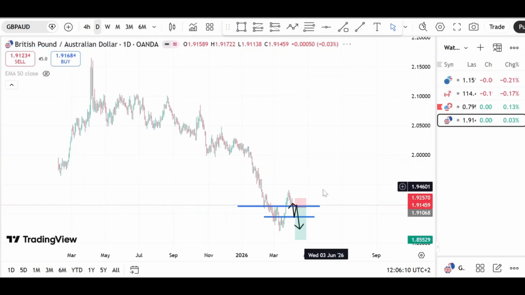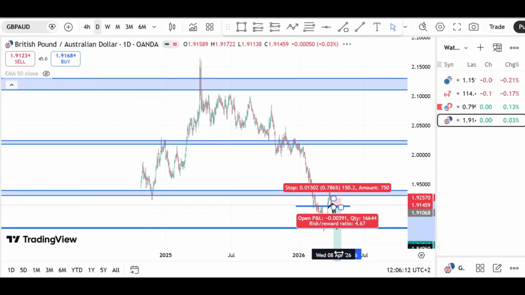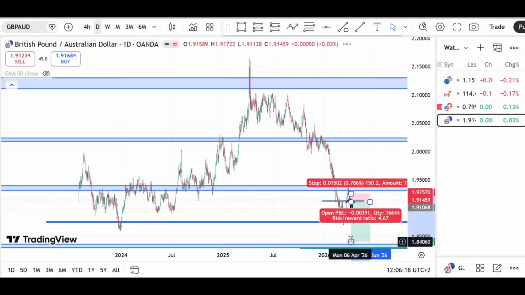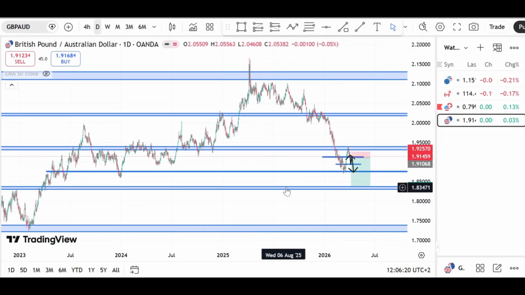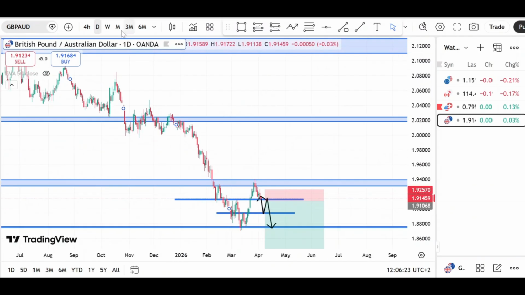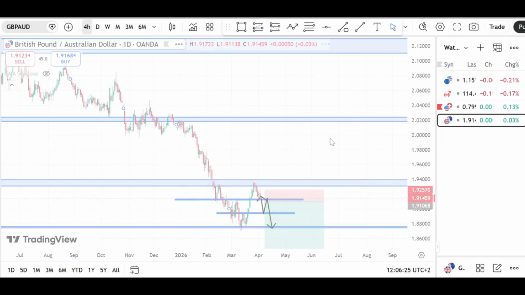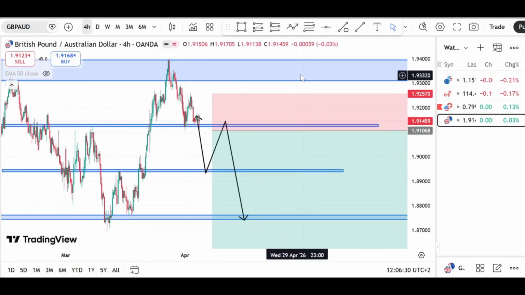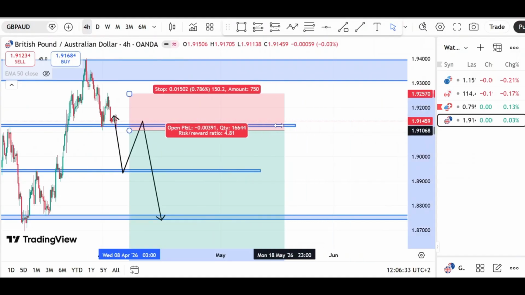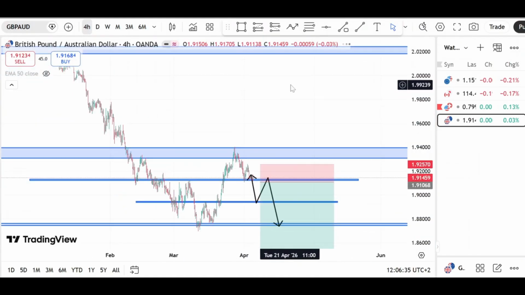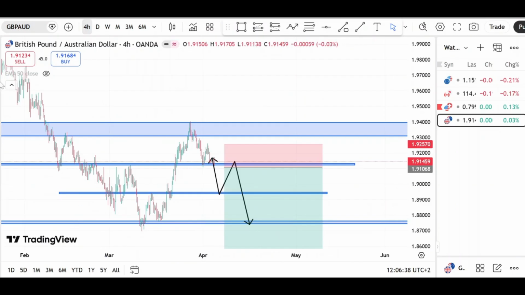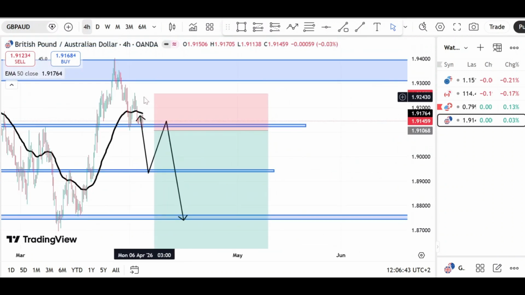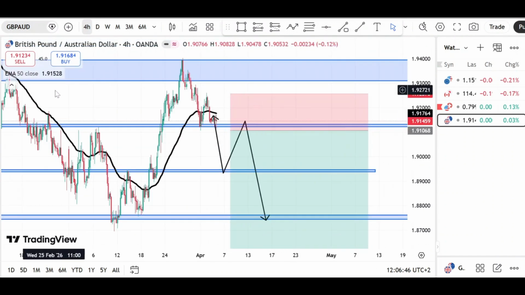Let us see our main target. As you can see here, this zone might be our main target. So we are going to wait for the break of structure, and then on this retest, that's where I will automatically enter. Okay, as you can see, even our moving average is above the price, which indicates that we are in a downtrend.